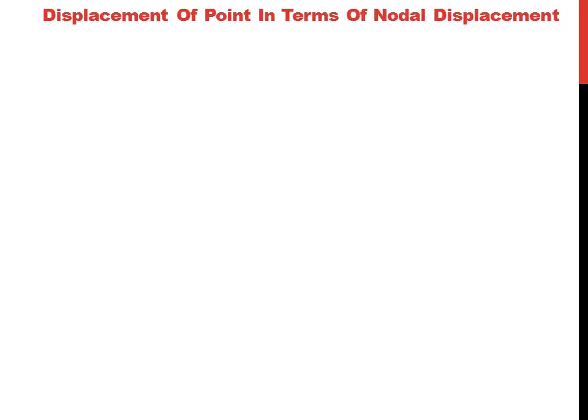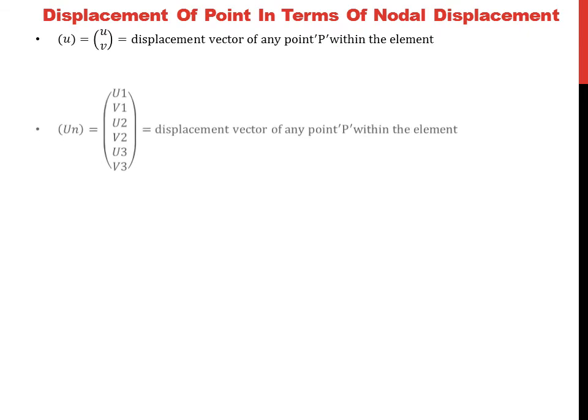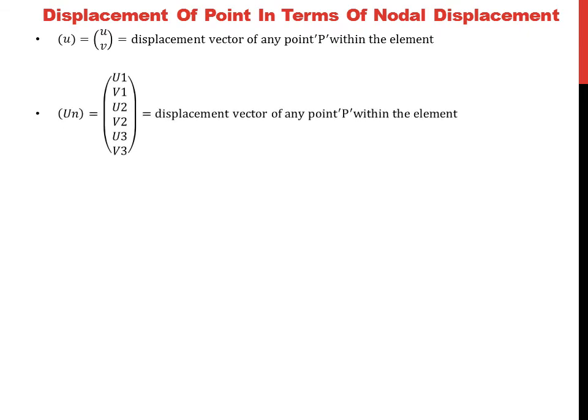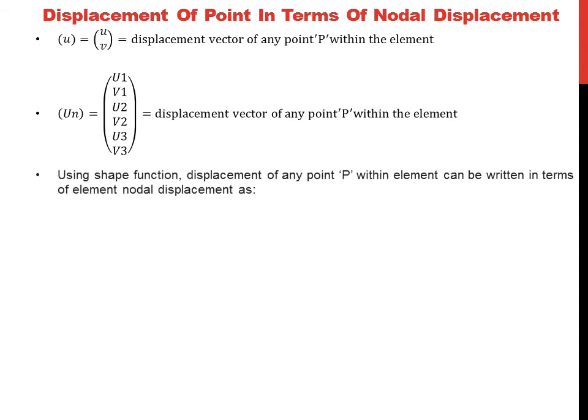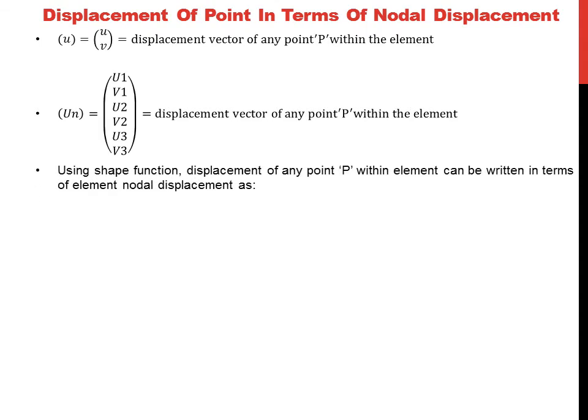Next, displacement of a point in terms of the nodal displacements. Suppose U and V are the displacement components of any point P within the element, and the nodal displacements for the whole element are u1 v1, u2 v2 and u3 v3. Using shape functions, the displacement of any point P within the element can be written in terms of the elemental nodal displacements as U is equal to n1 u1 plus n2 u2 plus n3 u3, and this is the isoparametric representation, and n1, n2, n3 are the shape functions.